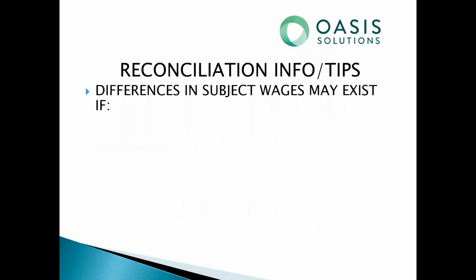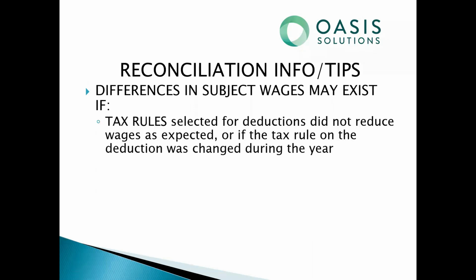So what happens if you do your calculations, you do your test drive, and you find on Atrix that the subject wages don't tie out to what you've calculated? Obviously, you might have a little bit of variance because of rounding, but let's say that it's significant enough that you know that it's not rounding. What are some things that may cause a variance in your subject wages?